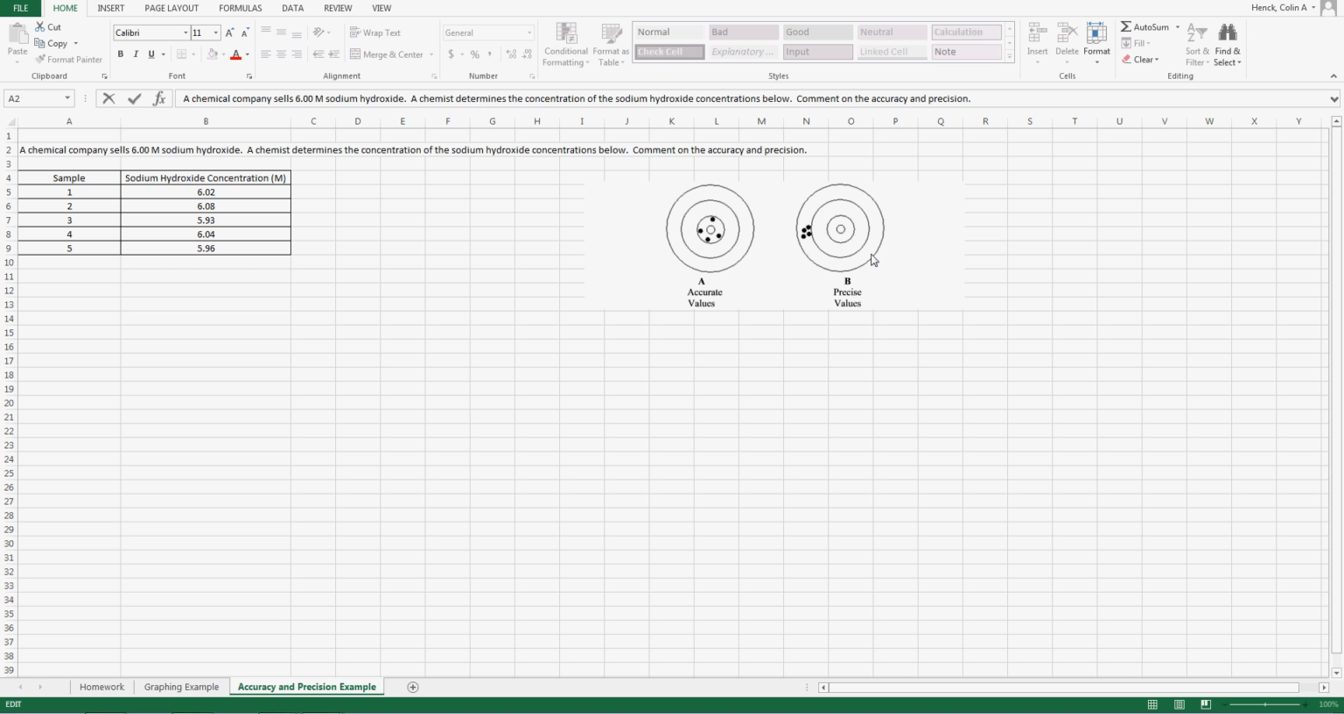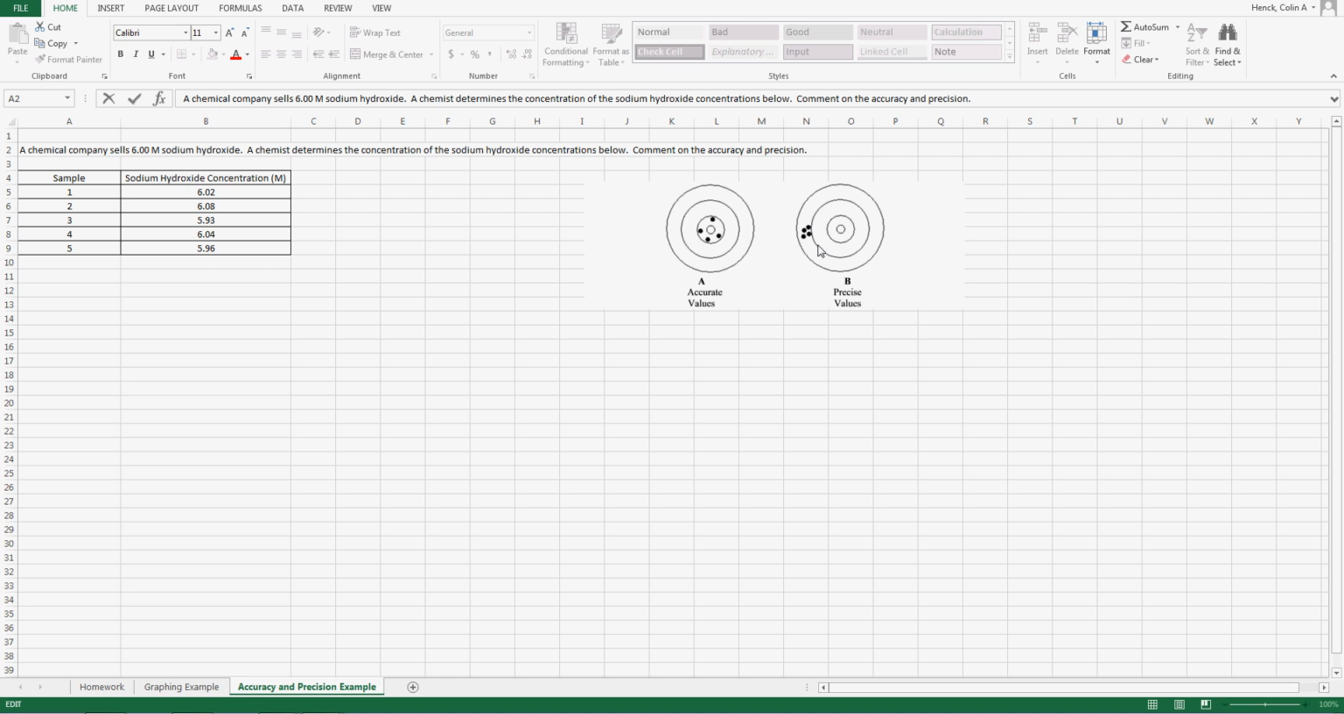And one way to do that is to think about a bullseye. So accurate values are values that are close to the center of the bullseye. So if you're throwing darts and you hit exactly in the middle, you're throwing accurately. Precise values are values that are close to each other. Accurate values can also be precise. So if these values are all close to each other and close to the bullseye, they're both accurate and precise.